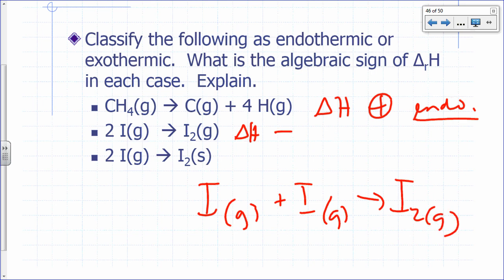This is an exothermic reaction. A third body has to carry the energy away in order for your two iodine molecules to get stuck in a bond. It's an exothermic reaction.